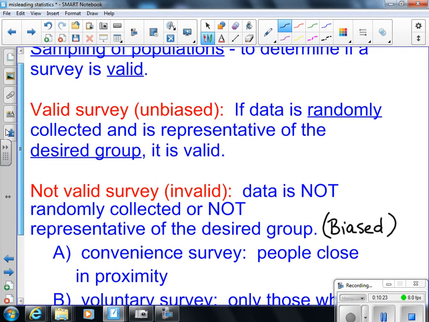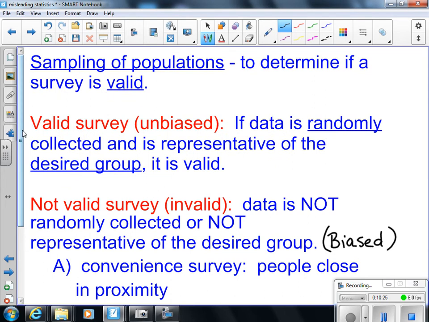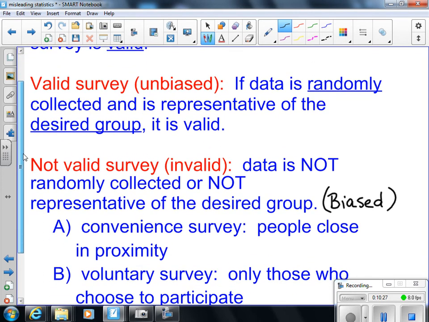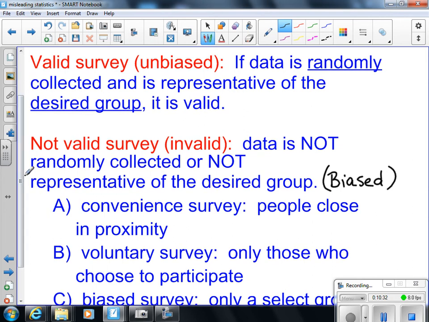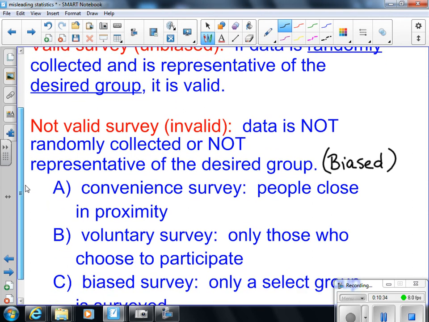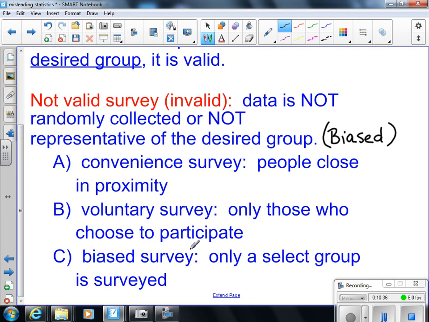So the second part of our lesson today has been about choosing the sampling of your populations, and to do so that your survey is a valid survey. You want to make sure that you get a good representation of the entire group, and that it is not going to be biased by convenience, by just being a voluntary survey, and not just getting a certain select group that you're surveying.